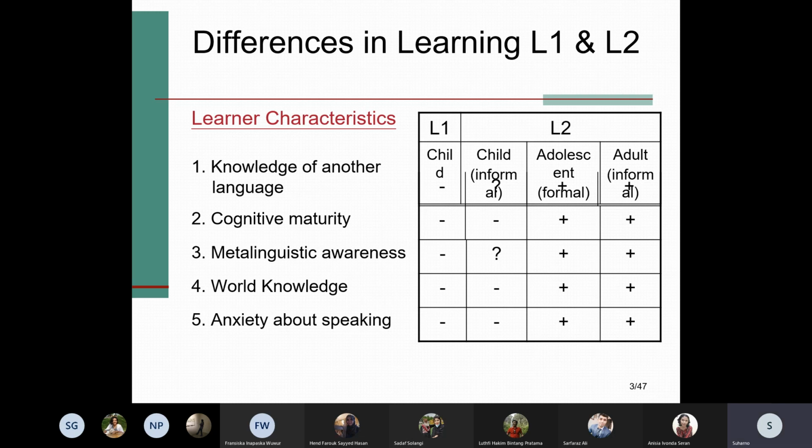So in the hypothesis, the assumption is the similarities between first language and second language will make it easier for the learners to learn the second language. On the other hand, the differences between first and second language will make the learning more difficult. But actually that hypothesis does not come true in some cases, because it turned out the mistakes made by the learners do not derive from the assumptions, meaning the similarities.